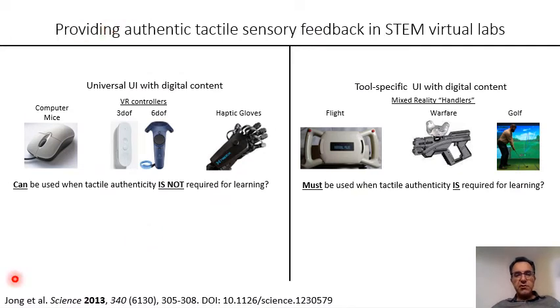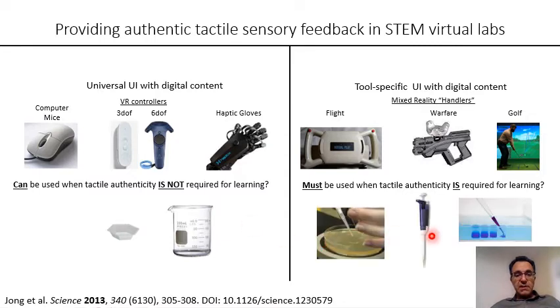Virtual labs have the potential to enhance learning in STEM fields considerably. The strengths, synergies, and pitfalls of physical and virtual labs are reviewed elsewhere. Briefly, the lack of tactile authenticity in virtual labs remains a stumbling block. For some lab tools, interactions mediated by a mouse, VR controllers, or haptic gloves are sufficient for learning. However, for some of the most important lab tools, tactile authenticity is required for learning.